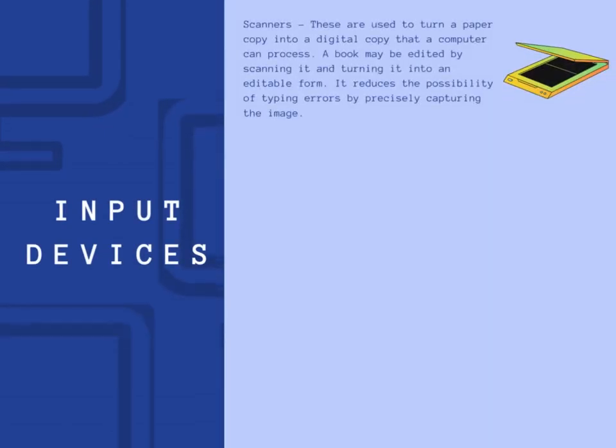Scanners. These are used to turn a paper copy into a digital copy that the computer can process. A book may be edited by scanning it and turning it into an editable format. It reduces the possibility of typing errors by precisely capturing the image.